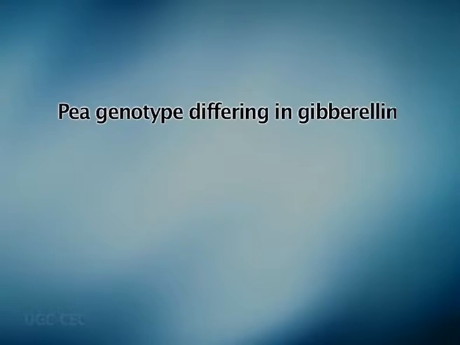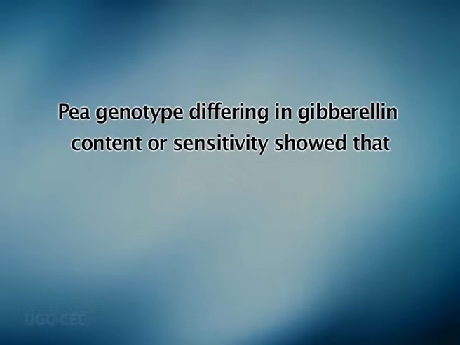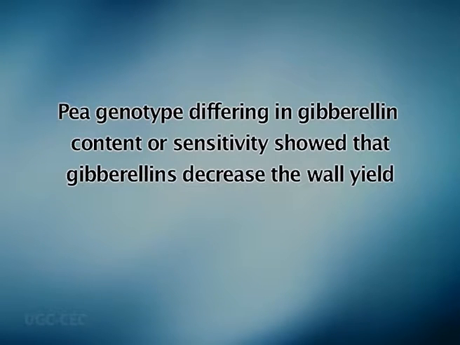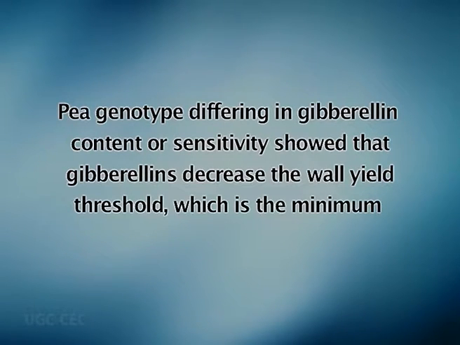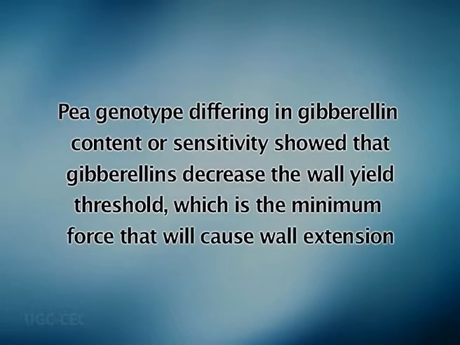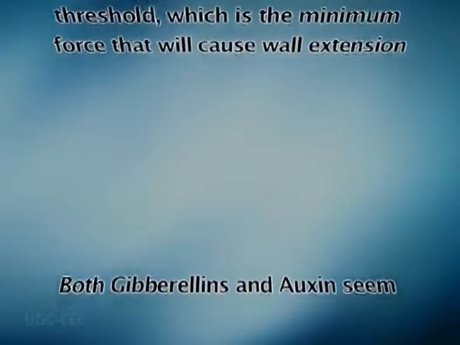In contrast, GA has consistently been observed to cause an increase in the mechanical extensibility of cell walls of living cells. An analysis of genotypes differing in gibberellin content or sensitivity showed that gibberellins decrease the wall yield threshold, which is the minimum force that will cause wall extension. Thus, both gibberellin and auxin seem to exert their effects by modifying cell wall properties.